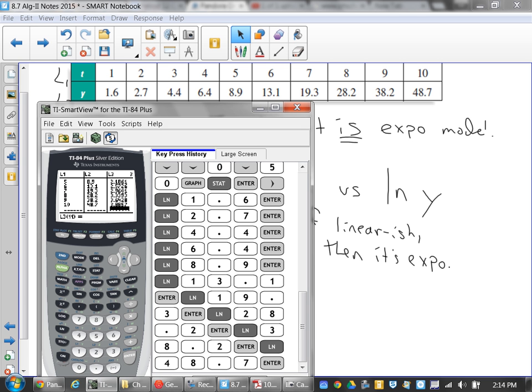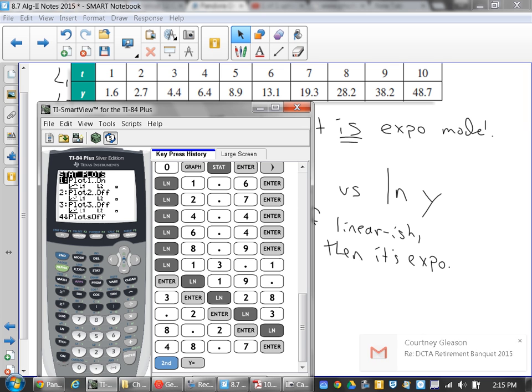So once we get that whole column done, L3 now has all of our natural logs of what was in L2. So we've got all the natural logs stored. I just want to graph that versus what was in L1. So I change my graph settings. We hit second, y equals, and now I'm going to plot.